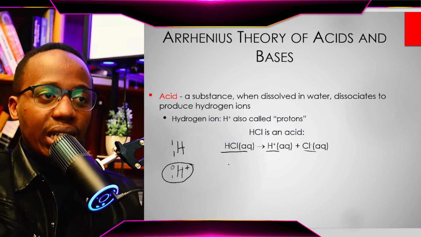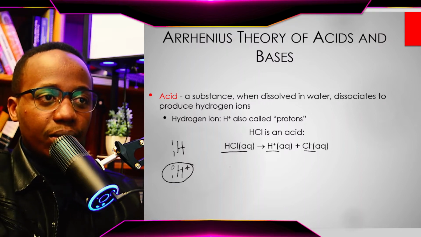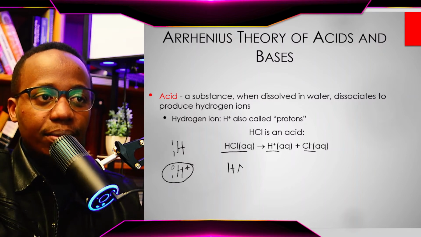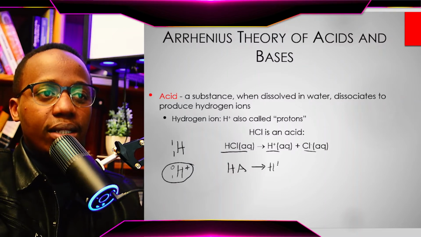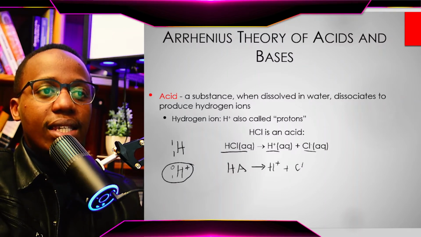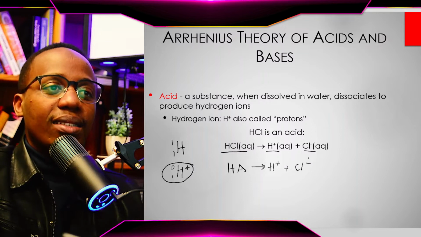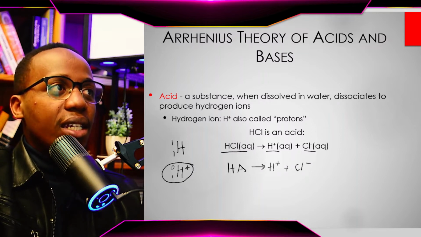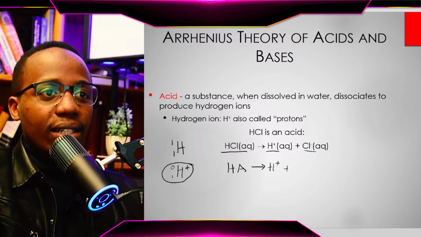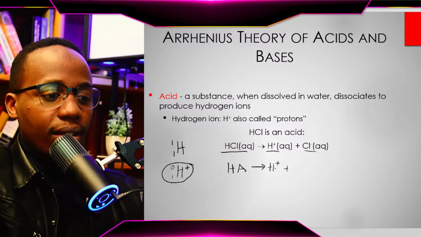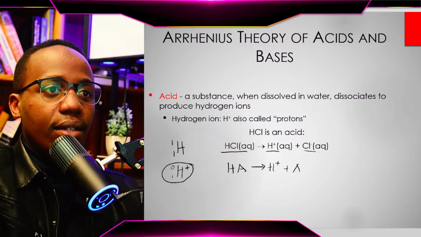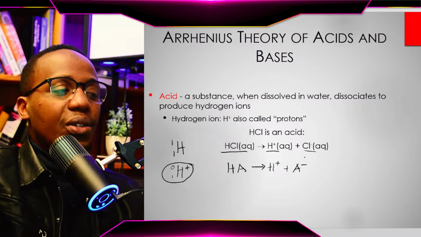Now let me give you a general representation of an acid. HA gives H plus plus, not Cl minus, but A minus, because it's A, right? A minus. There you go.